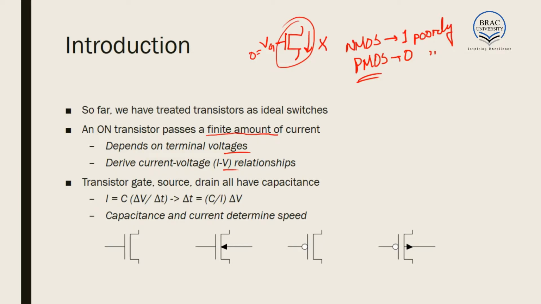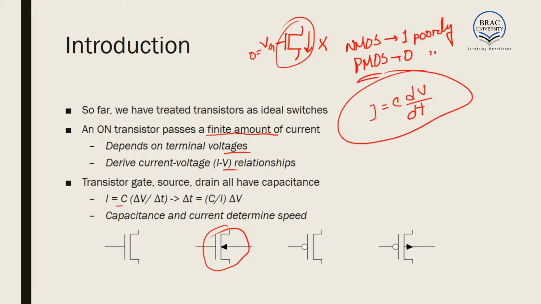Again, there is a delay involved in it. Why is there a delay? Because there is capacitance in MOSFETs. We'll be learning about capacitance in this lecture. If there is capacitance, we know I is equal to C dV/dt. We know this equation, I equals C delta V by delta T. It brings a delay of delta T, which is C by I times delta V.